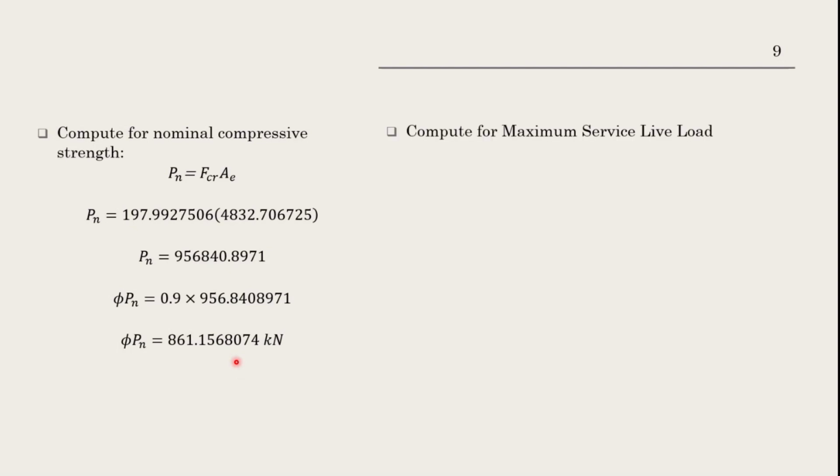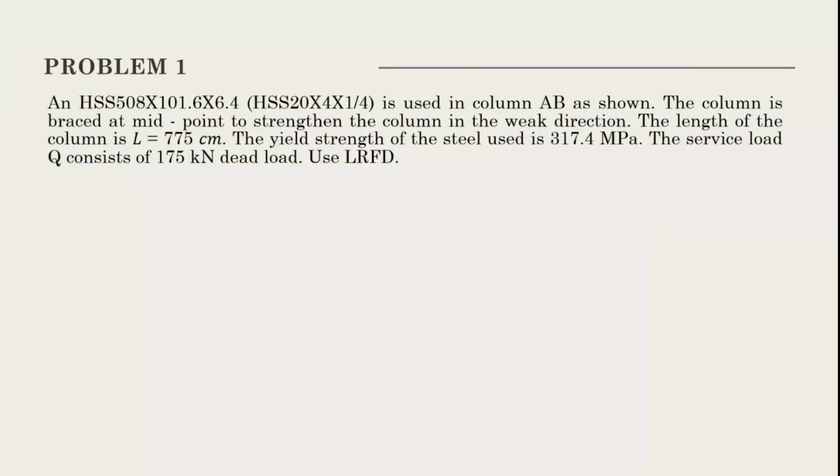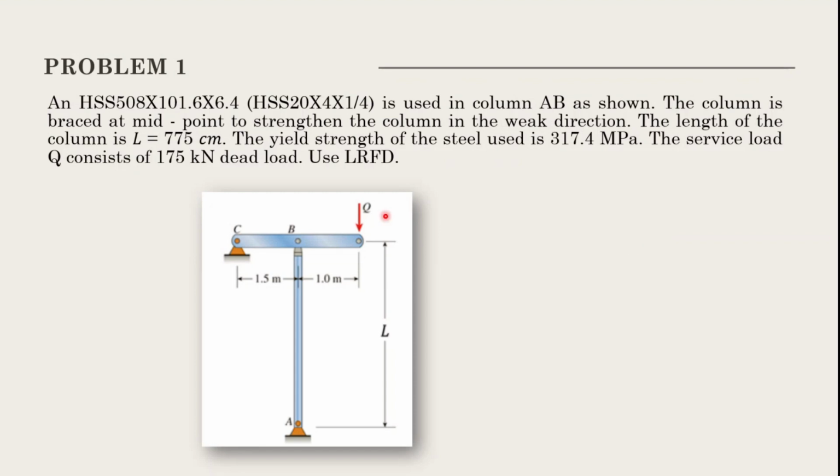Okay, and then from that, we can now compute the maximum service live load. The demand that the column can receive is 861. If we go back to the problem, what we are going to find is the service live load for Q, but this is not directly the demand of the column. So we can find the relationship between Q and the demand of our column by summing moments about point C. Because we have reactions at C, para mag-cancel yung mga reactions kay C, we can sum moment about point C.